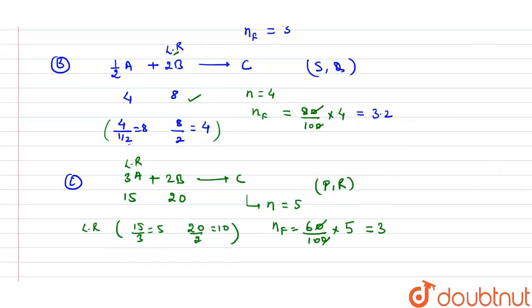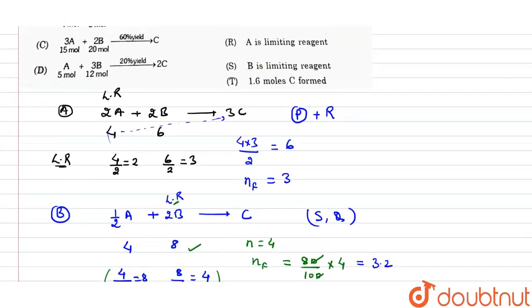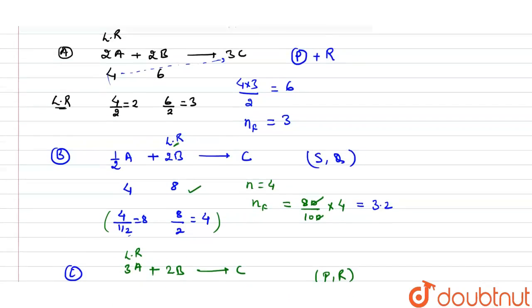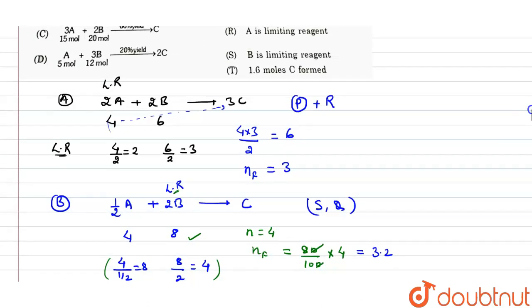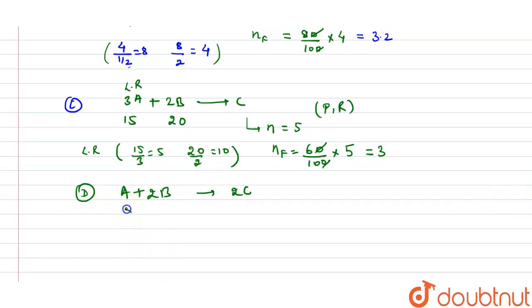Now next question, the last one: A plus twice of B converting to twice of C. And along with that we have been given that this is 20% yield and 512 is given. 20% yield is given, means only 20% of that calculated moles will be formed.